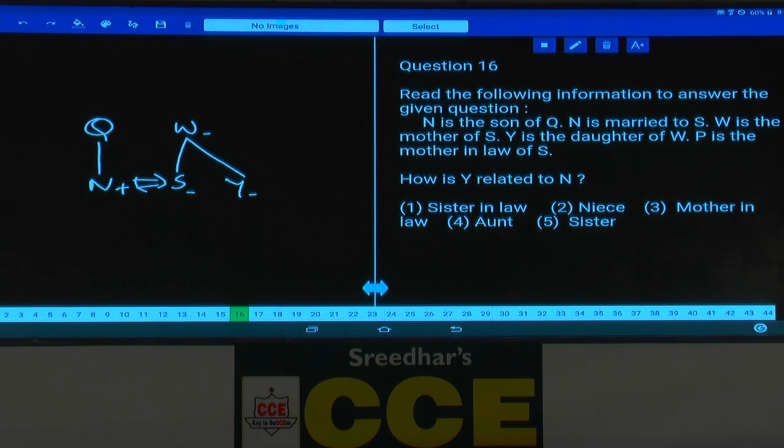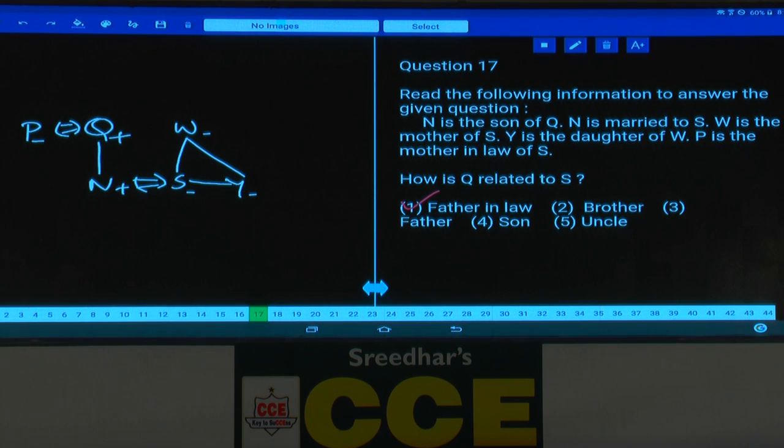Next one, P is the mother-in-law of S. P is the mother-in-law of S means S's husband's mother is P. Hence Q must be the father-in-law of S. Then, how is Y related to N? S and Y are siblings to each other. N's wife's sister, that means spouse's sister, sister-in-law, choice 1. Then question number 17, how is Q related to S? S's husband's father, spouse's father, father-in-law, choice 1. Now this is about questions 16 and 17, 1 and 1 are the choices.